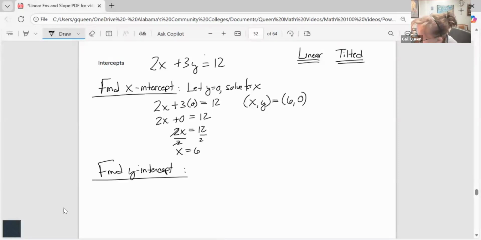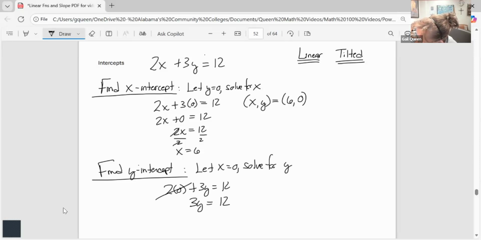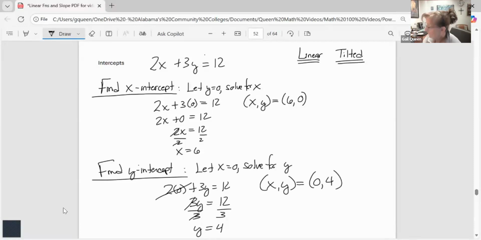All right. To find the y-intercept, we let the x equal 0 and solve for y. So everywhere I have an x, I'm going to put a 0. And I'm going to solve this equation for y. So that goes to 0. I have 3y equals 12. Divide by 3 on both sides, and we get y equals 4. So my ordered pair for my y-intercept, x is 0, y is 4.